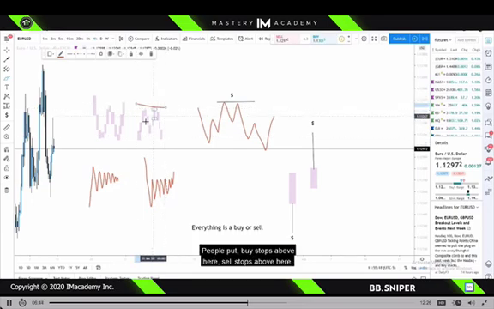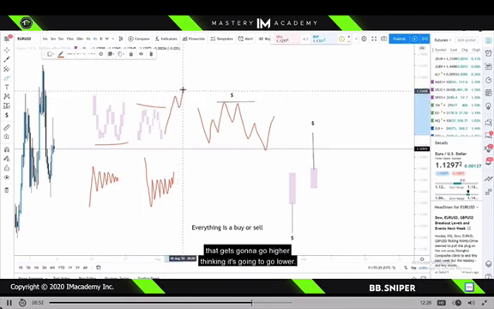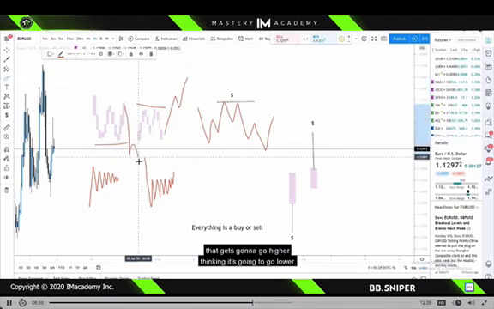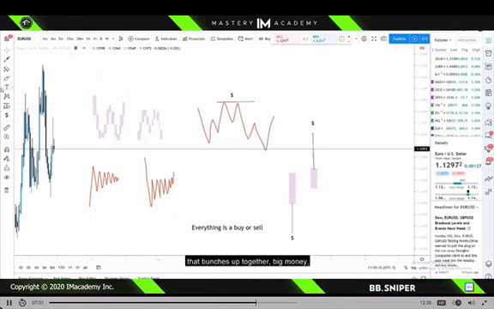People put buy stops above here, sell stops above here, because if this gets broken, this is newfound support, broke through resistance, think it's going to go higher, think it's going to go lower. And the thing is when there's a ton of liquidity that bunches up together, big money will dive into that to go shopping. One of the quotes that we like to use is, "Where's the money?"